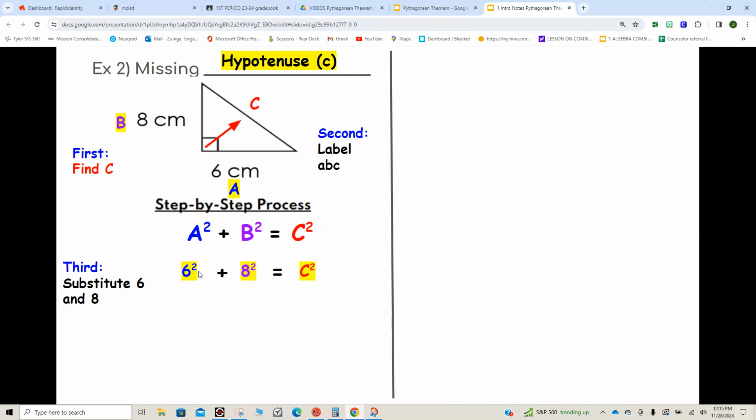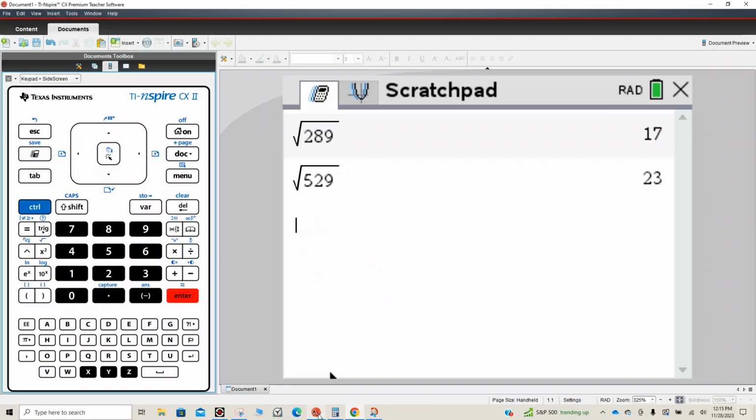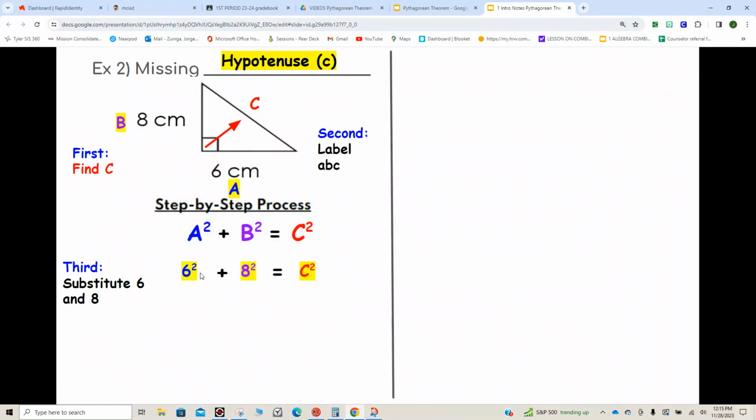Well, what is 6 squared? If you go to your calculator, we're going to put 6, and then we want to square it. Press this button right here, the x squared, and we get this. Now I want you to do the same thing with the 8. 8 squared, and then press enter. So 6 squared should give you 36.